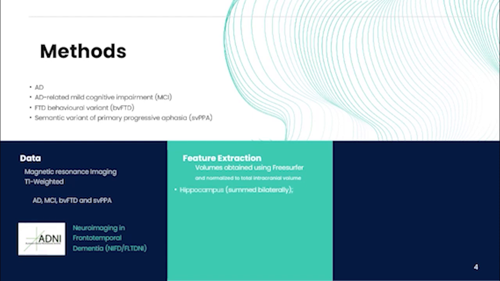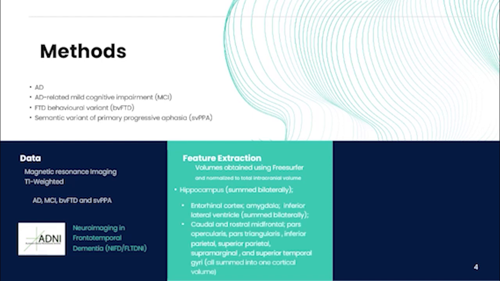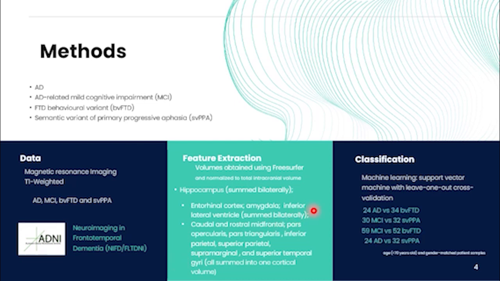We extracted the volume of the hippocampus and summed it bilaterally, and also the entorhinal cortex, amygdala, and inferior lateral ventricle. We summed bilaterally as well the left and right entorhinal cortex, left and right amygdala, and so on. And then we extracted the volumes from these regions here. These regions belong to the brain cortex, and we summed all of these regions into one to create the cortical volume. Then we performed the classification between these two groups, Alzheimer's and frontotemporal dementia, and we compared by binary classifications.